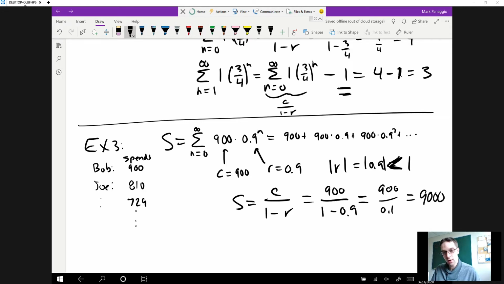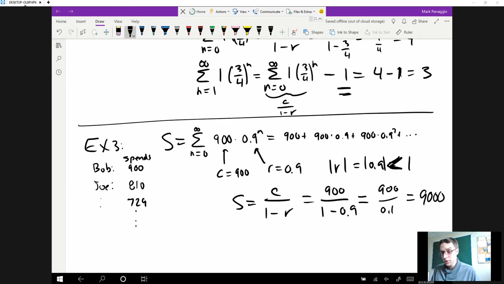So in this scenario, giving Bob $1,000 led to $9,000 in total spending, because he spent 90%, so he spent 900, the next person spent 810, the next person after that spent 729, and so the total of that cascade effect is $9,000 in spending.